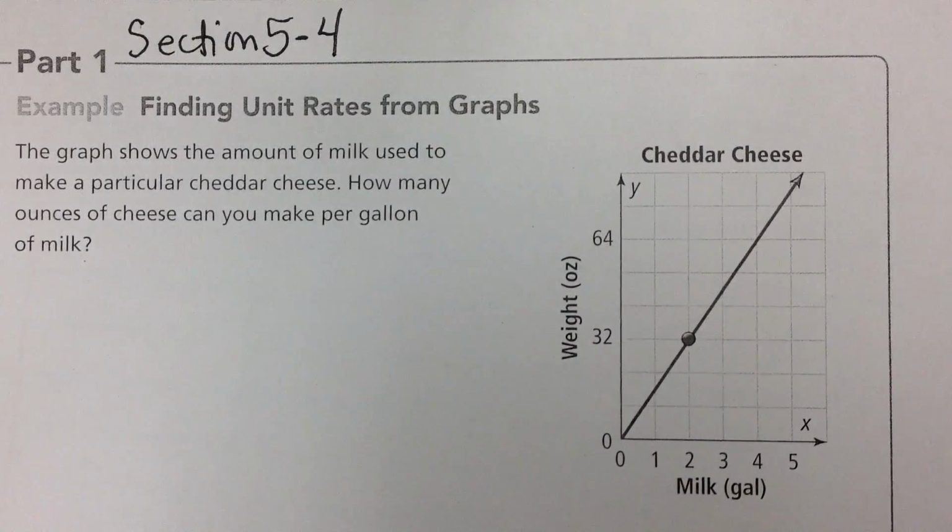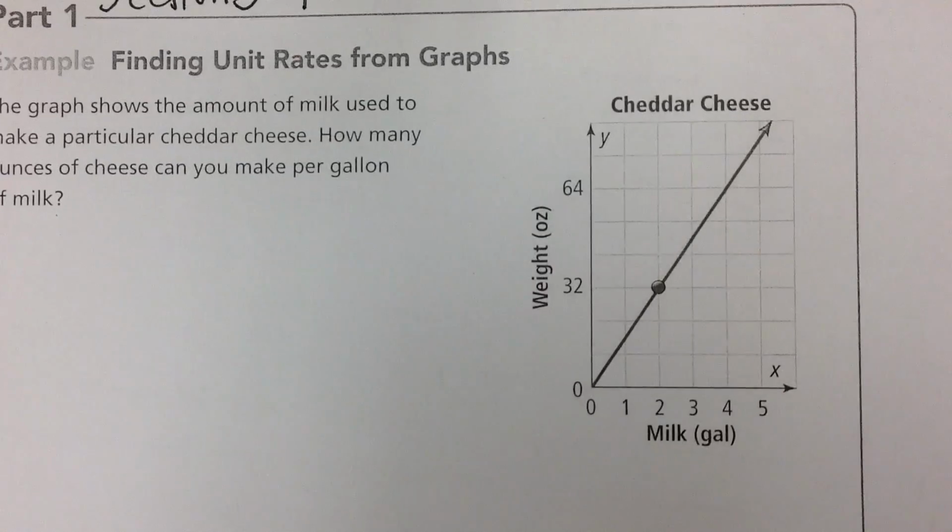Section 5-4, Part 1, Finding Unit Rates from Graphs. The graph shows the amount of milk used to make a particular cheddar cheese. How many ounces of cheese can you make per gallon of milk?